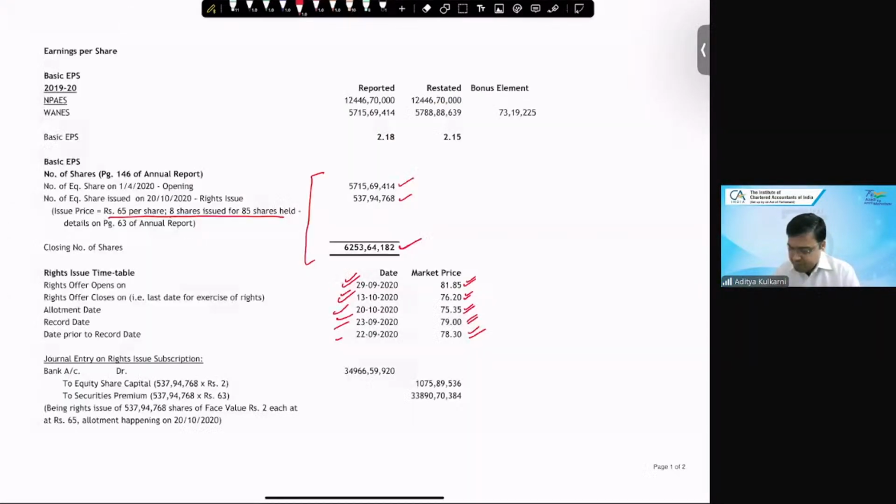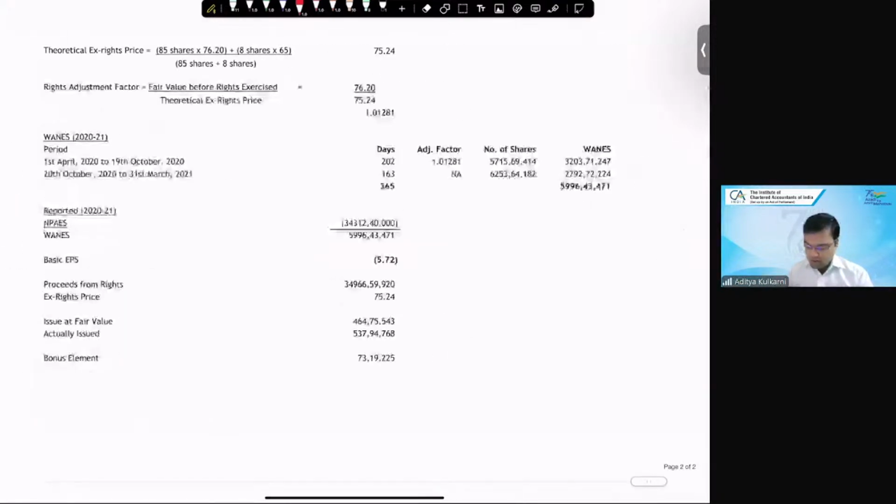So now, for the rights issue, the journal entry that will be passed is bank account debit 34,966. If you saw the disclosure, the notes that were given, it was 3,496.66 million, right? 3,496.66 million was raised. So bank account, this much money has come. Equity capital has gone up by this amount and securities premium has gone up by this amount. Is it okay? All right, fine.